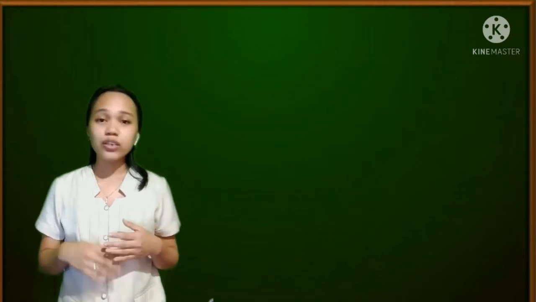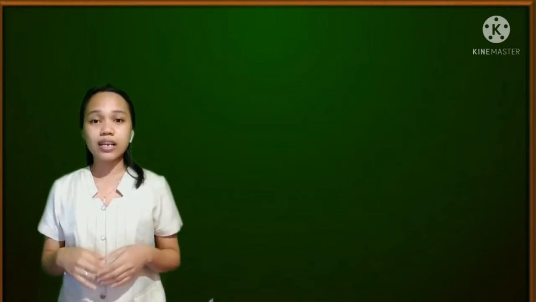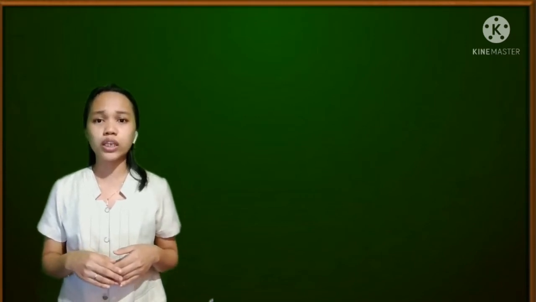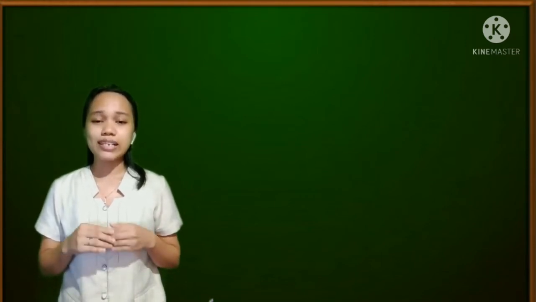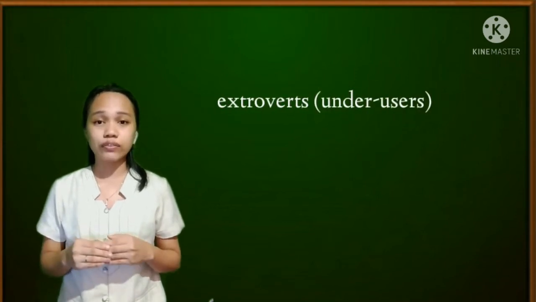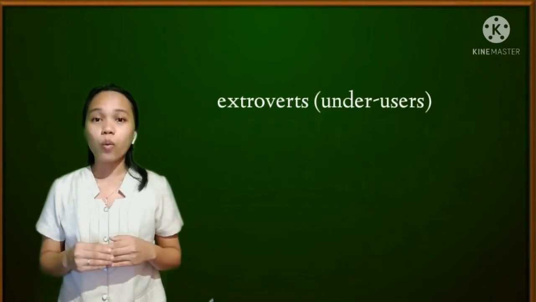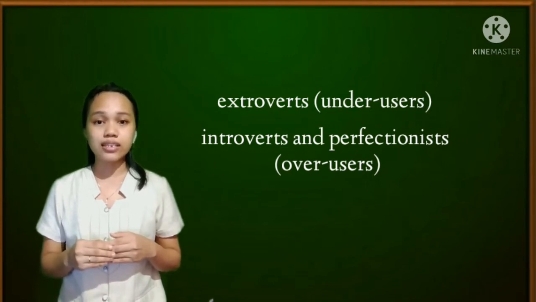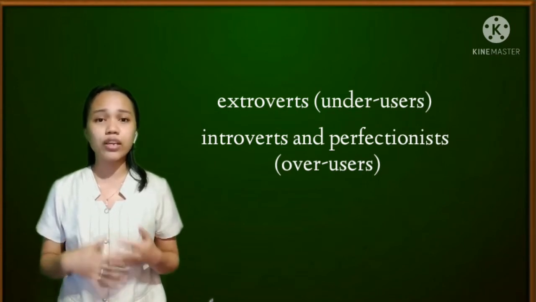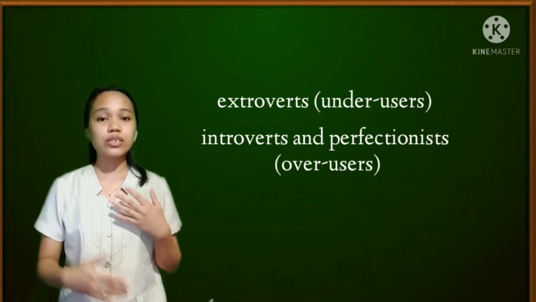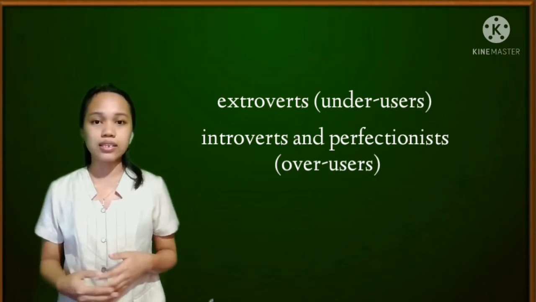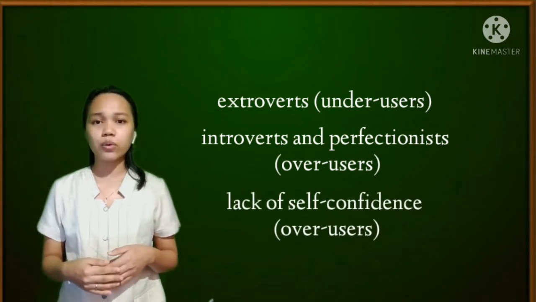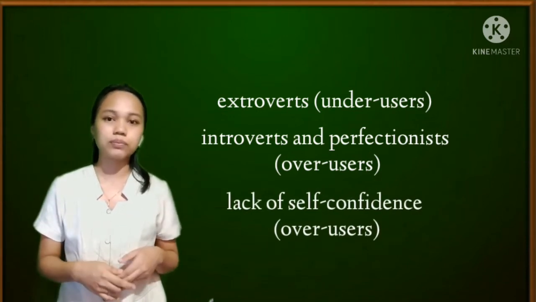And the evaluation of a person's psychological profile can also help determine which group they belong to. For example, extroverts are underusers, while introverts and perfectionists are overusers, since, from the word itself, they are perfectionists, so they tend to overuse the monitor. And lack of confidence is frequently related to overuse of the monitor.